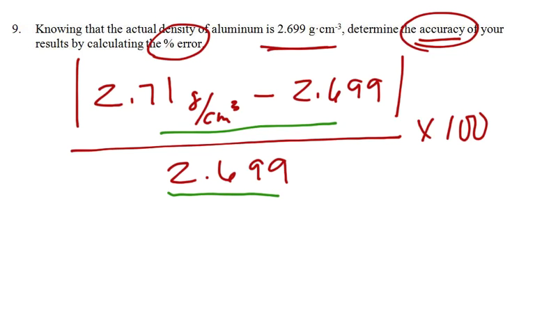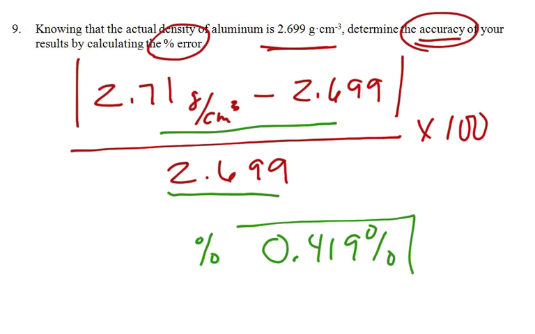Now when I do this calculation, I get a pretty small number. I got 0.419%. And that's pretty small. That's less than 1%. So if this were my actual data, which is not because I made these numbers up, then I'd be pretty proud of myself because that's less than 1% error. Very, very good.